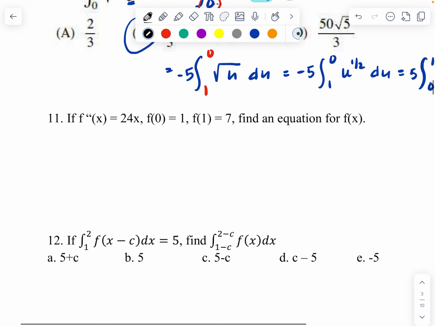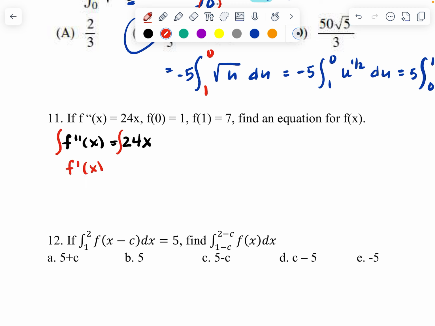Okay, so let's pretend we're doing number 11 all over again. So I have f double prime of x equals 24x, not 2x. Okay, so let's integrate. So I'm going to get f prime of x equals, this is going to be 24x squared over 2, which is really 12x squared plus c.